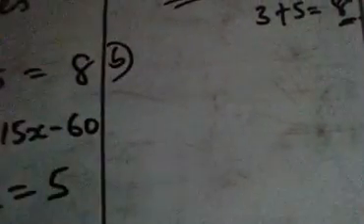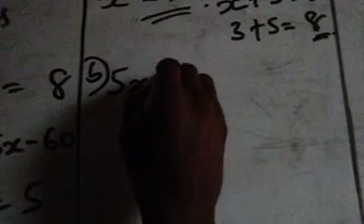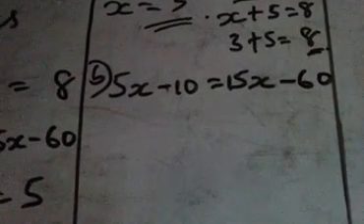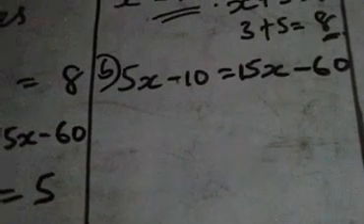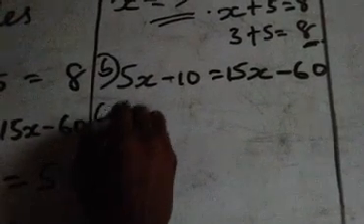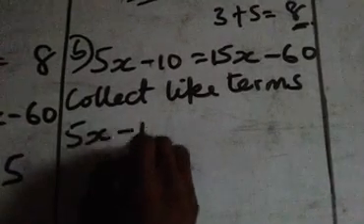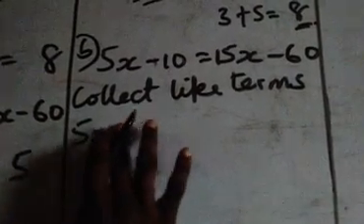The second example, we have 5x minus 10 equals to 15x minus 60. All what we need to do first here also is to collect our like terms. So 5x minus 10, we are collecting like terms. Let 5x marry 5, let x marry x.